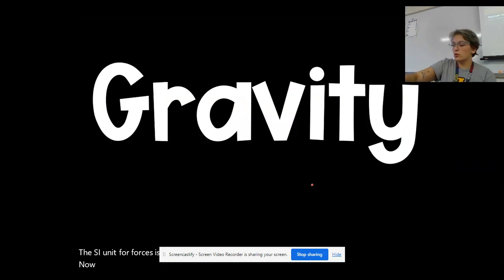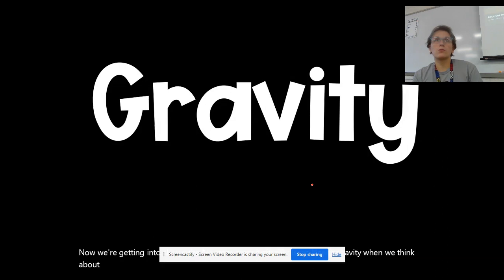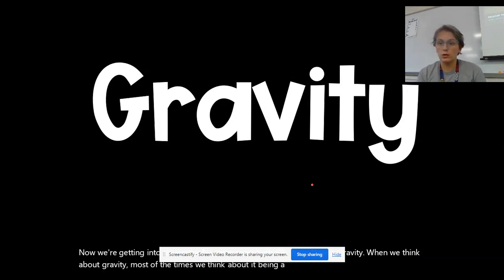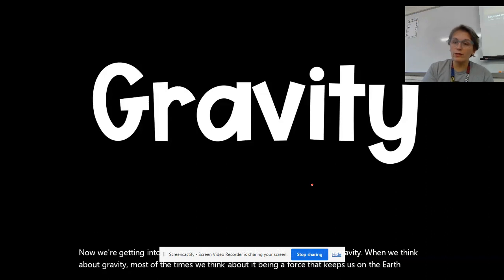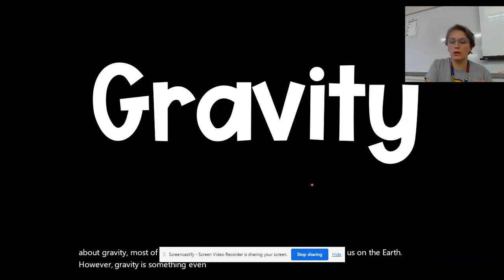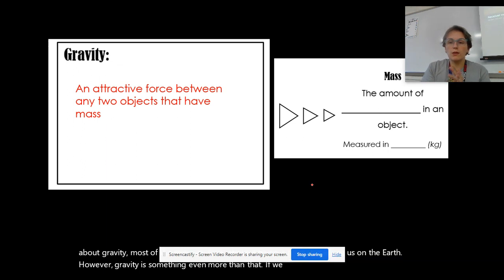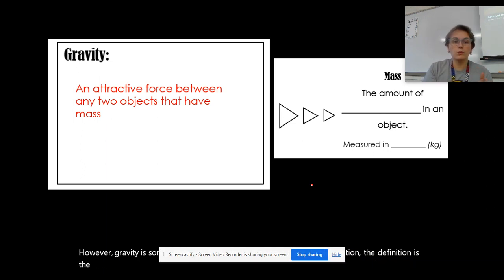Now we're getting into this page right here. Okay, gravity. When we think about gravity, most of the time we think about it being a force that keeps us on the earth. However, gravity is something even more than that. The definition is the attractive force between any two objects that have mass.